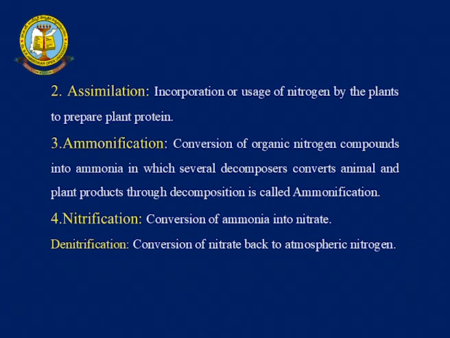Now, the next one is nitrification. This ammonia converts into nitrate. So, whatever ammonia was prepared in the process of ammonification, this gets converted into nitrate. Now, the last method is denitrification. The conversion of nitrate back into atmospheric nitrogen is called denitrification.